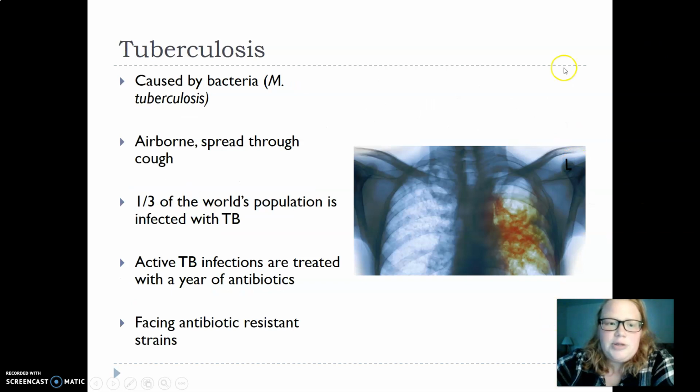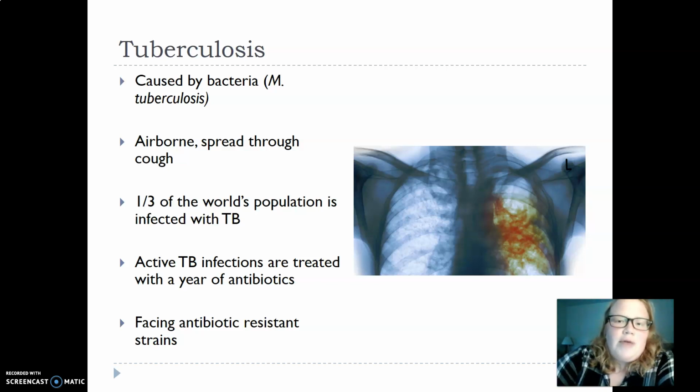Moving on, tuberculosis. So this one is a historic one, right? It's caused by bacteria called M. tuberculosis. It's airborne. It's spread through cough, so it's spread through droplets. It's thought that one third of the world's population is infected with tuberculosis, but it can be latent.